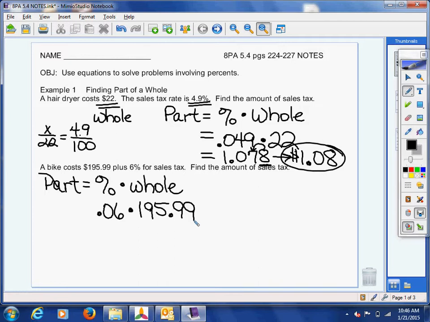Yep, that's the whole amount. That's how much the bicycle costs. Yep, I wasn't quite ready for the answer yet. Okay, what do you do with those two numbers? You multiply them. So 0.06 times $195.99. And read out the long number, Caroline.